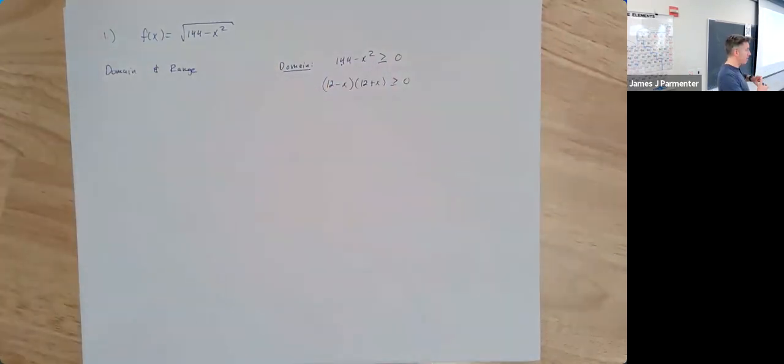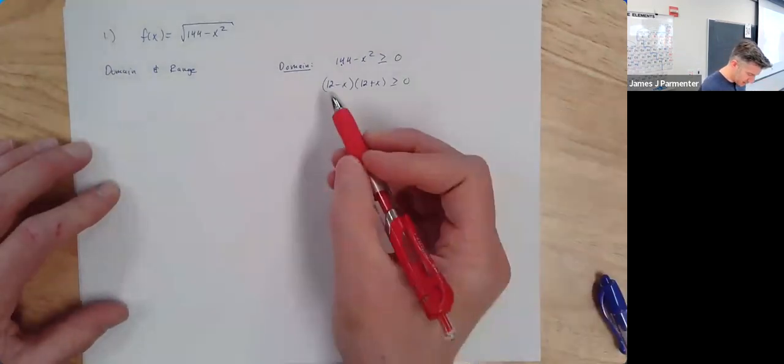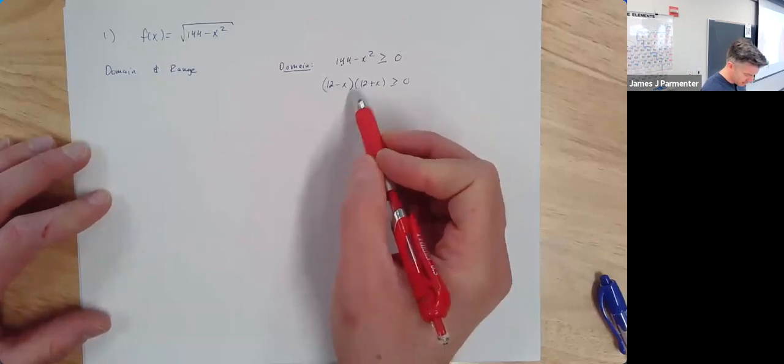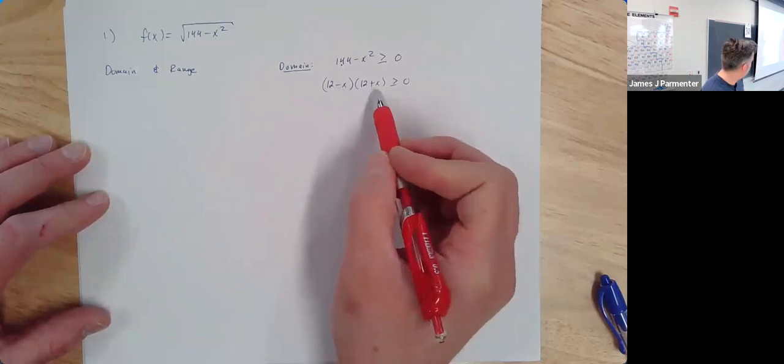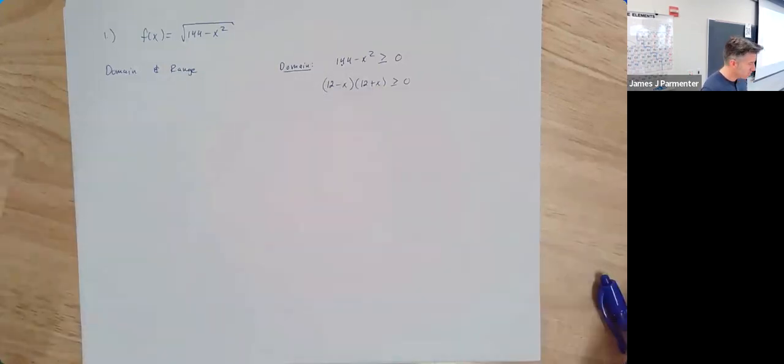The order does matter here. I definitely have seen many students in the past factor this as x minus 12 times x plus 12, which isn't quite the same thing, right? If I FOIL this back out, I get 12 times 12, which is 144. I get minus 12x plus 12x, which cancels out. And I get a minus x times a positive x, which is minus x squared. So the order definitely does matter.